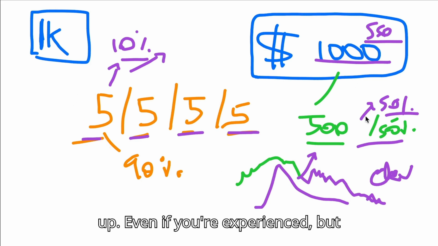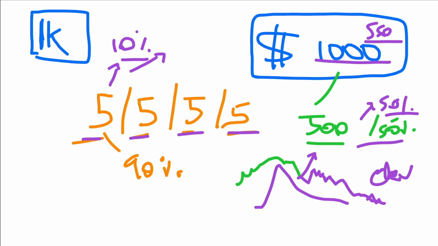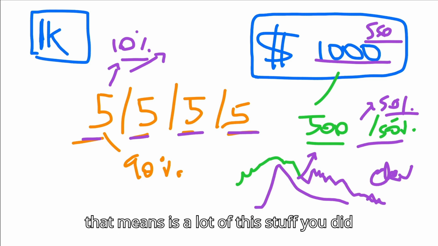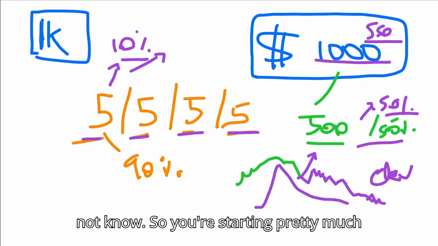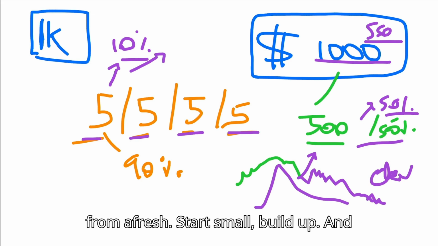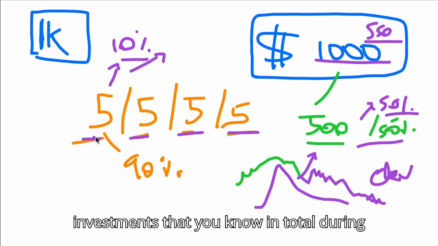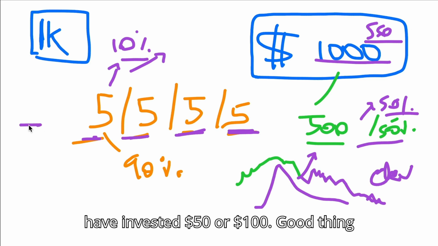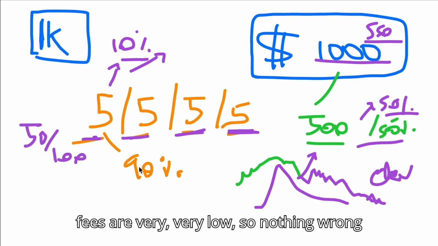Even if you're experienced, but you're learning this for the first time, and this whole training is blowing your mind, that's a good thing. I'm happy about that. But what that means is a lot of this stuff you did not know. So you're starting pretty much from afresh. Start small, build up. And when you can prove with these little investments, in total during the day, it's still a lot. If you add all the 5s up, in the whole day, you may have invested $50 or $100. The good thing about Solana, as you know, is transaction fees are very, very low.